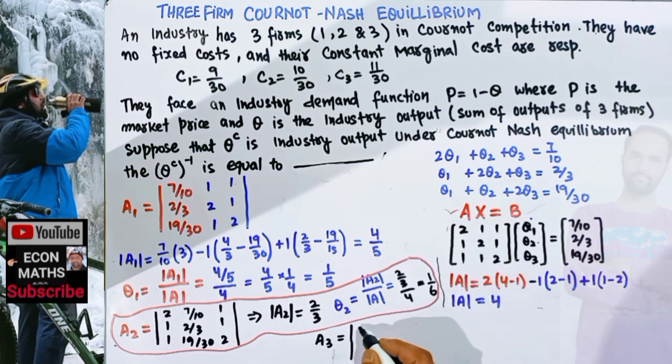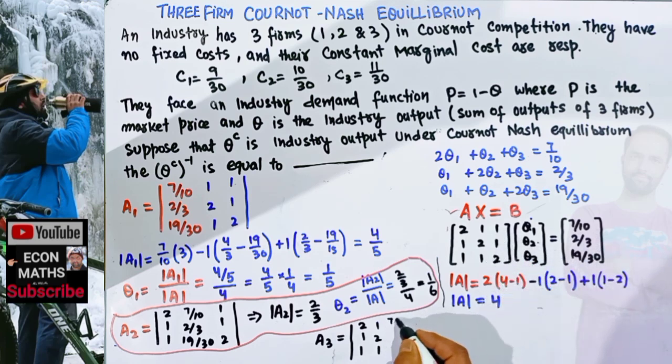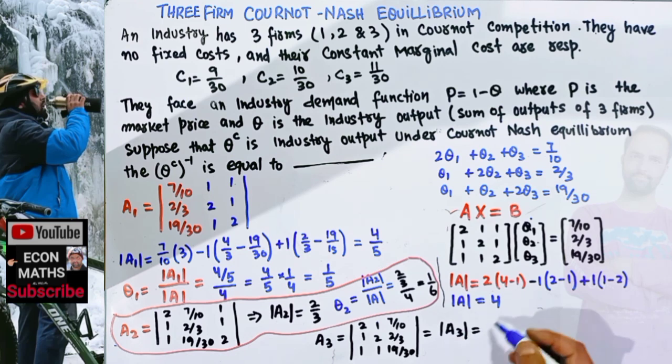So we have 2 1 1, 2 1 1, 1 2 1. Then in place of this column, we write 7 upon 10, 2 upon 3, and 19 upon 30. Taking the determinant of this, the determinant of A3, using this procedure, you will get the value of A3 equal to 8 divided by 15.